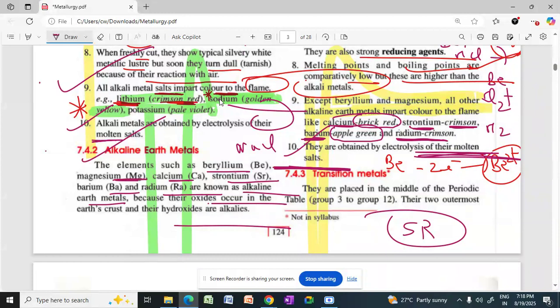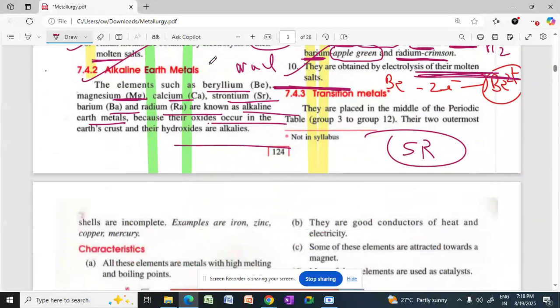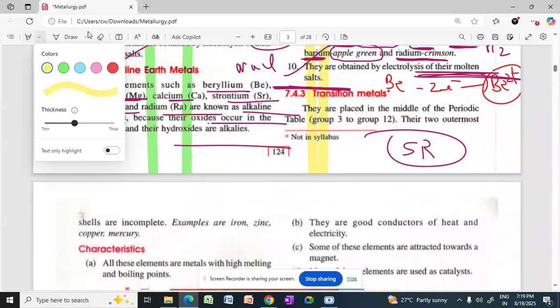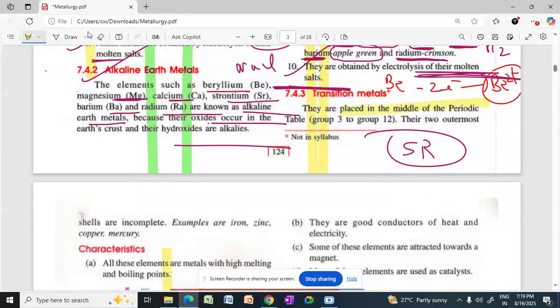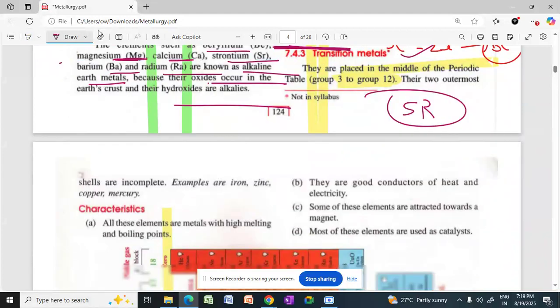Now we have completed up to the alkaline earth metals. Hope you understood these points. Now I am going to discuss the transition metals. As I told you, group number 1 elements are alkali metals, group number 2 are alkaline earth metals. So group number 3 to group number 12 are my transition metals. Their two outermost shells are incomplete. Very, very important: their two outermost shells are incomplete.